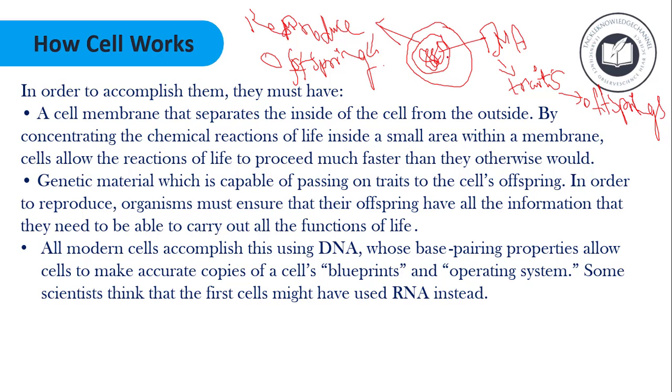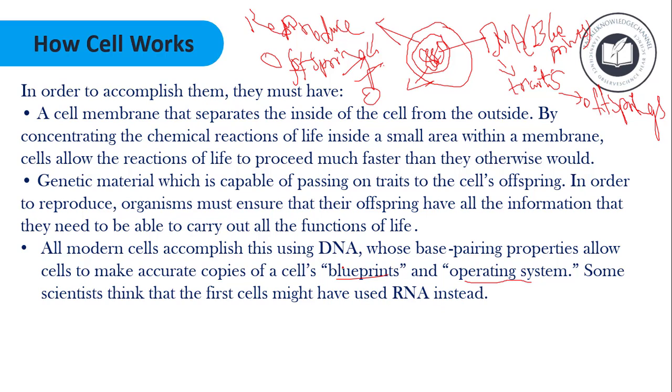Okay, like a blueprint. So it's DNA here. DNA is acting as a blueprint for the offspring. It is giving the base pairing properties to the offspring, which is making a number of copies of the same cell, and acting as the operating system. So to make an accurate copy of the cell, the DNA is acting as a blueprint and an operating system towards the offspring.